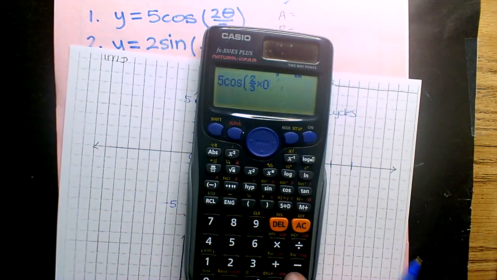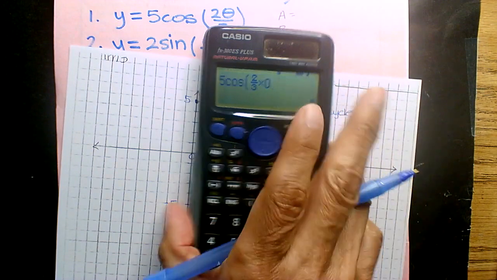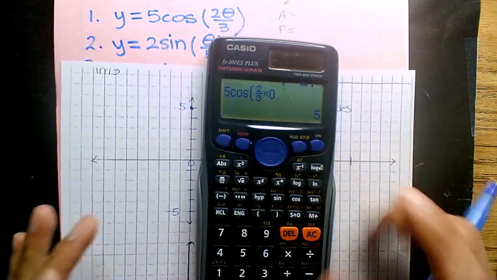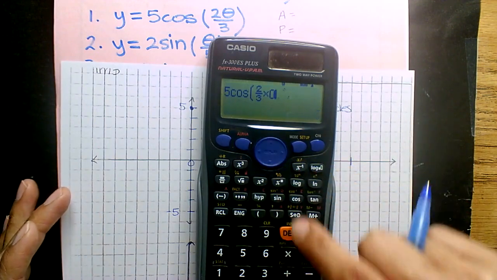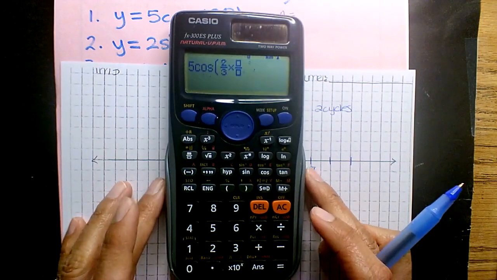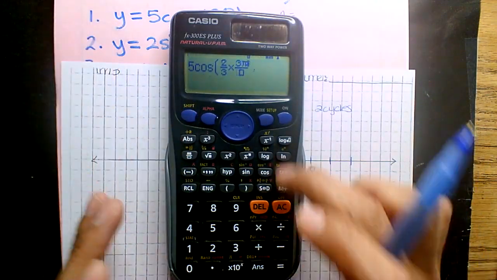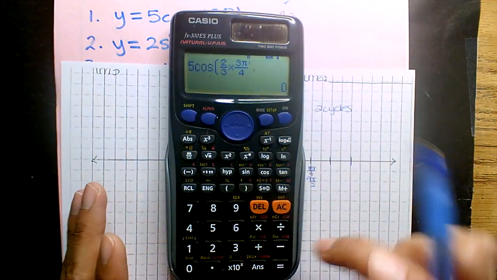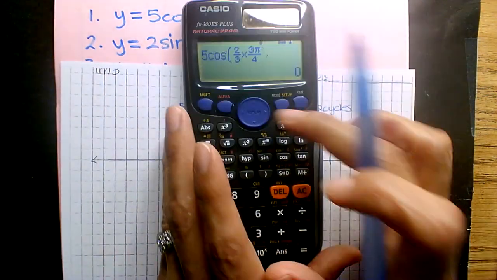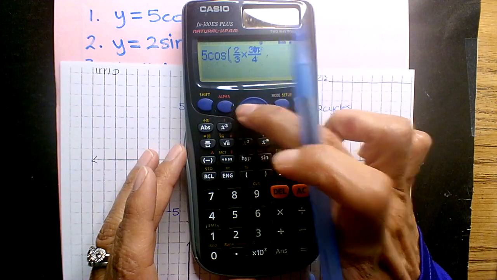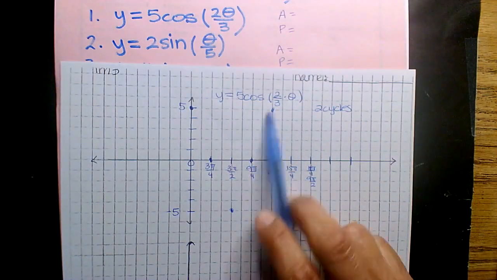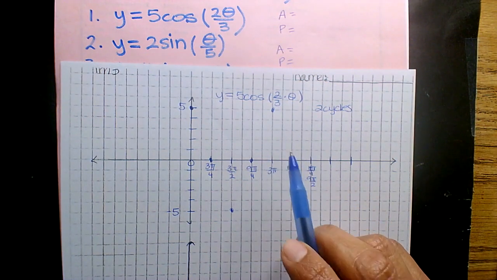But if you're not comfortable with that yet, get your calculator and type in 0, and I get 5, and there's my point. When I type in 3 pi over 4, hit the fraction, 3 pi down 4, I get 0, and there's my point. And then if I want to type in 9 pi over 4, I'm just kind of jumping. I get 0, and there's my other 0, right? So you guys can just plug in there.